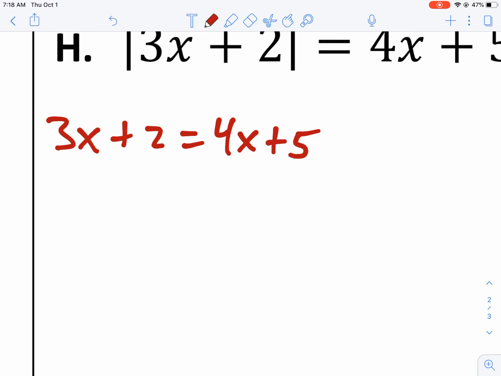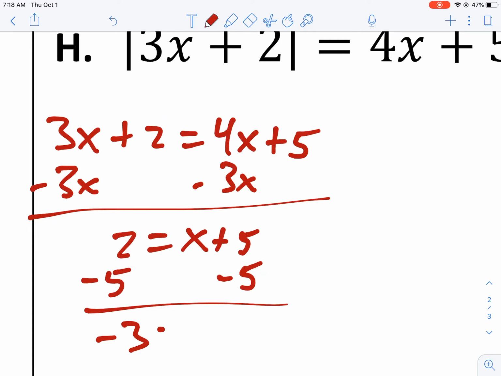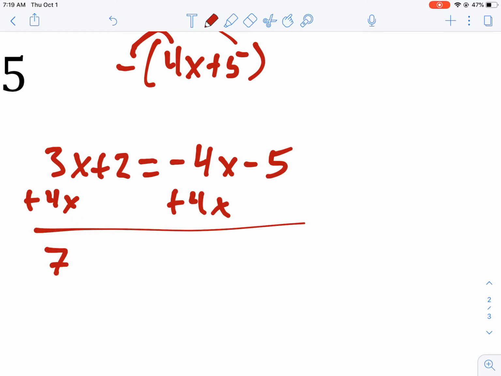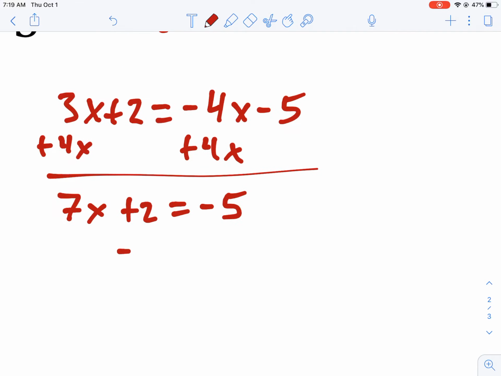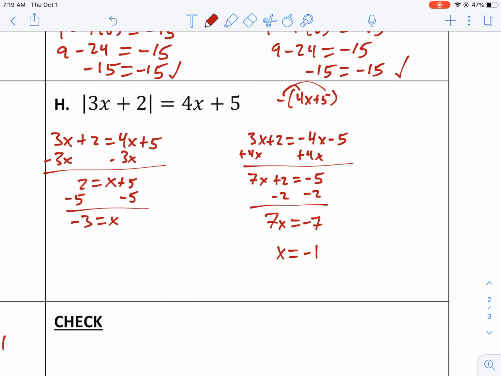So we're going to solve both of these. I'm going to subtract 3x. So we get 2 equals x plus 5. Subtract 5, and we get negative 3 equals x. On this one, I'll add 4x over, this time to this side. So we've got 7x plus 2 equals negative 5. Subtract 2, and we get 7x equals negative 7. Divide by 7, we get x equals negative 1. All right, so let's check both of these answers and see what happens.